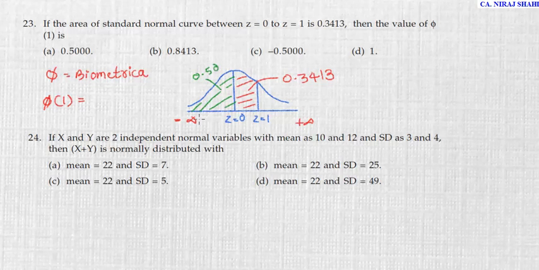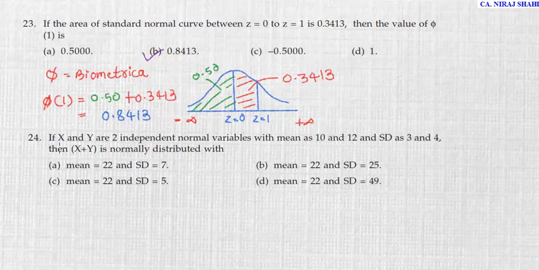So we can say phi(1) is actually the area from minus infinity to z is equal to 1, which is 0.50 plus 0.3413, and that is equal to 0.8413. So in this case our answer is B, 0.8413.